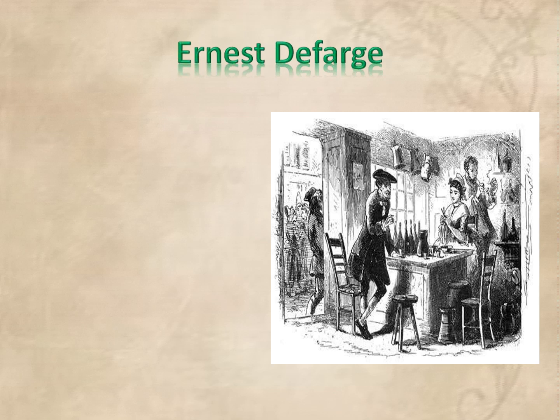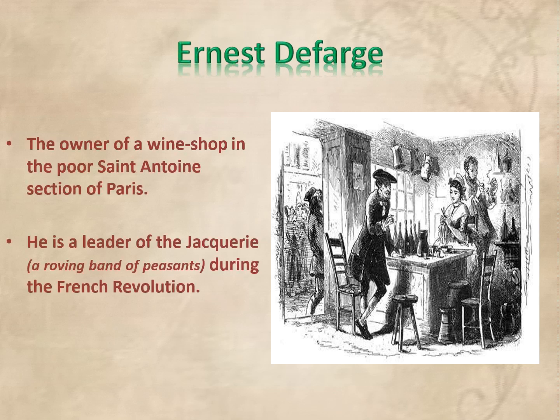Ernest Defarge. Ernest Defarge is the owner of a wine shop in the Saint Antoine section of Paris. He is a leader of the Jacques, a roving band of peasants during the French Revolution. He was the leader of the men in the French Revolution, and his wife, Madame Defarge, was the leader for the women.